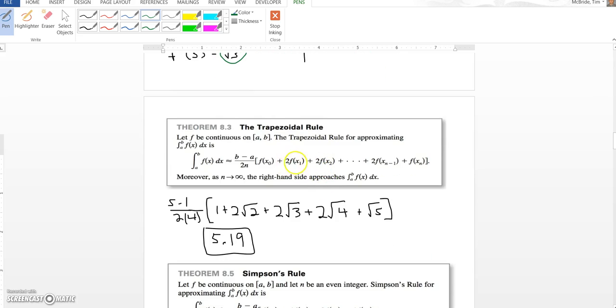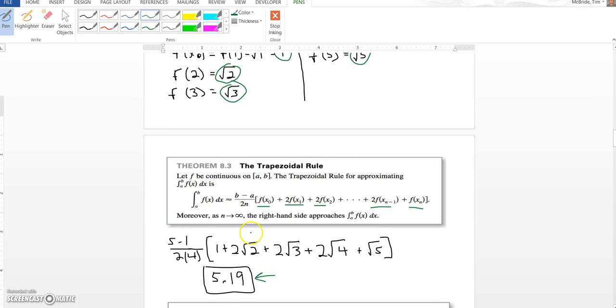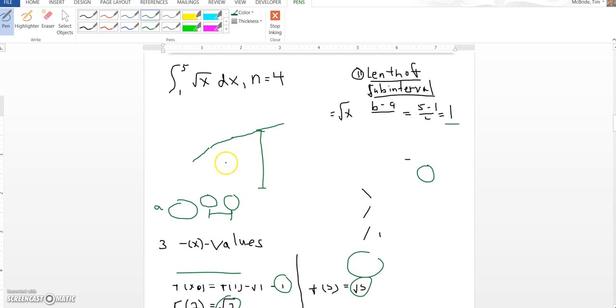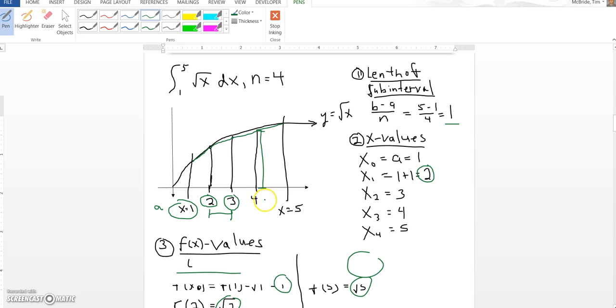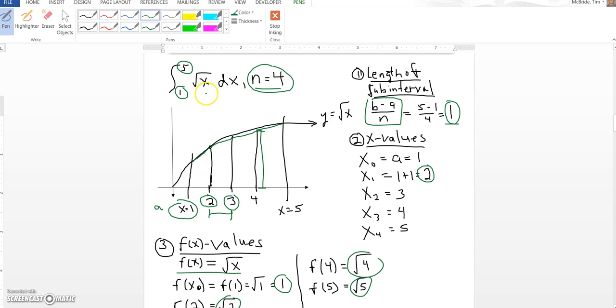Now notice you have a coefficient of 1 here, but then you have a coefficient of 2, coefficient of 2, coefficient of 2, then the last one's coefficient of 1. So we just plug all that into our trapezoidal rule, and then we get an approximation of 5.19 for this area, the area from 1 to 5, or the approximation of that integral.